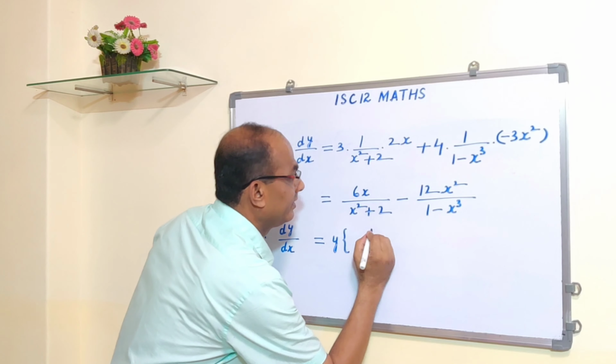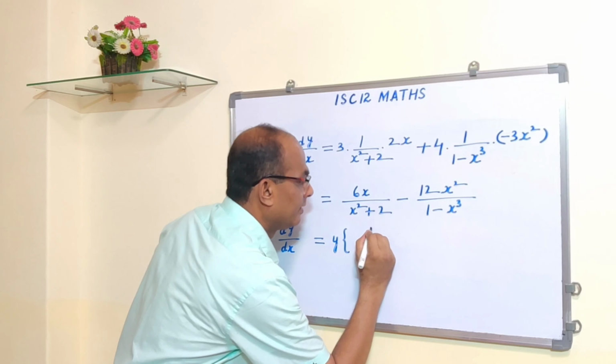In bracket this one, 6x upon x square plus 2, minus 12x square upon 1 minus x cube. Right? This is it. Now put the value of y and that will be your answer.